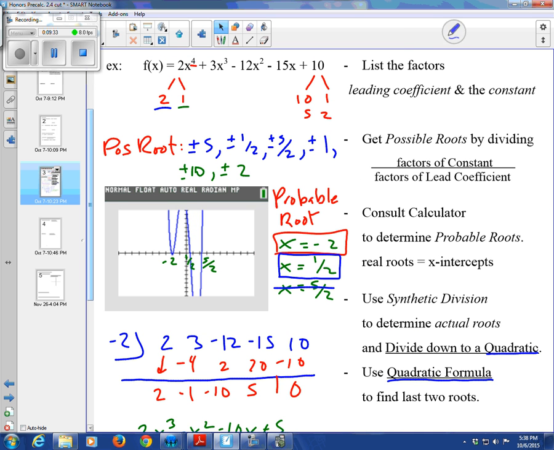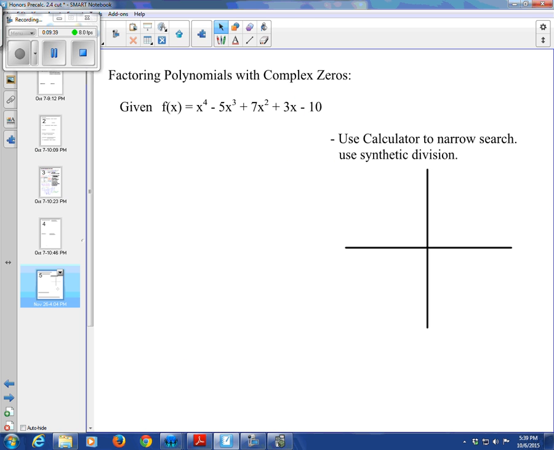All right, so right here, what I want you guys to do is to give one a shot. We're going to go ahead and try this one right here. I want you guys to go through and see if you can factor out enough of the possible roots to get down to a quadratic, and then from there we're going to use the quadratic formula to solve for those last two roots, or zeros.